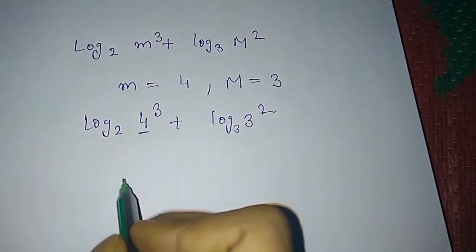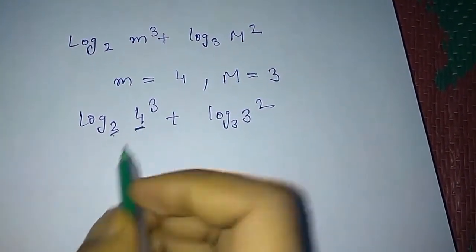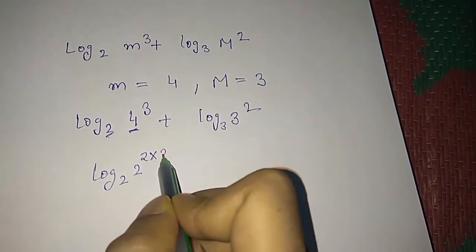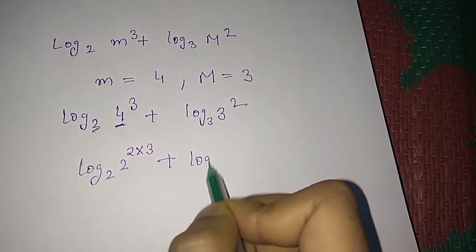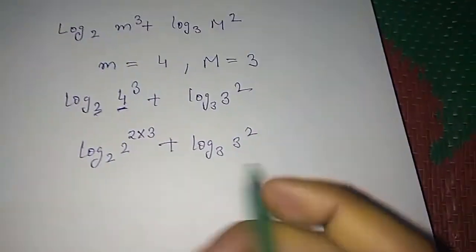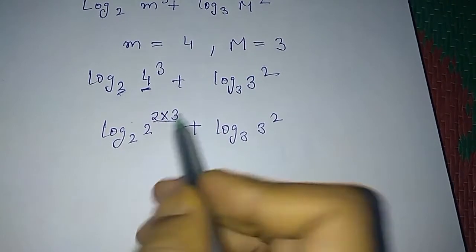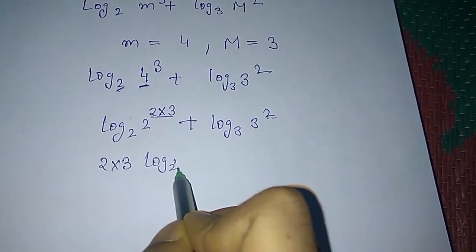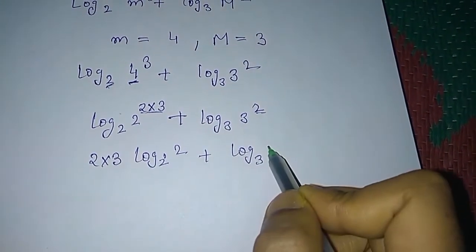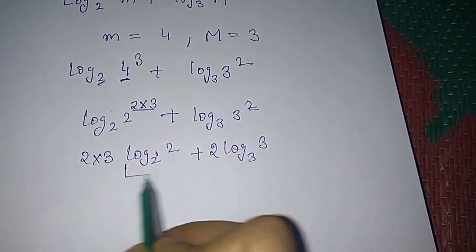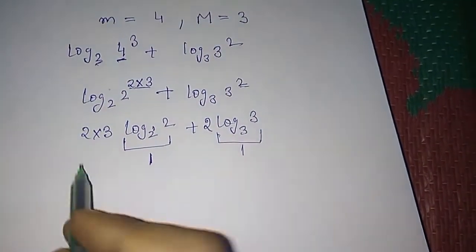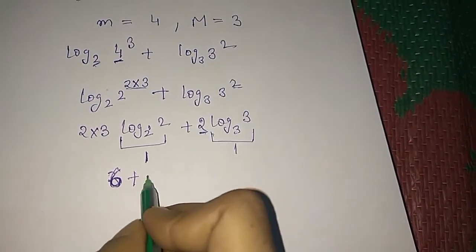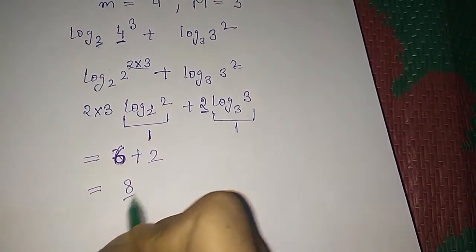I can write this 4 as 2 raised to the power 2 to make the base and value the same. So log base 2 of (2 squared) cubed, plus log base 3 of 3 square. As per the log property, the power will come in front of the log, the same with this. So 2 into 3 log base 2 of 2 plus 2 log base 3 of 3, where log base 2 of 2 becomes 1 and log base 3 of 3 becomes 1. So our answer will be 2 into 3, that is 6, plus 2. So our answer will be 8 for the problem.